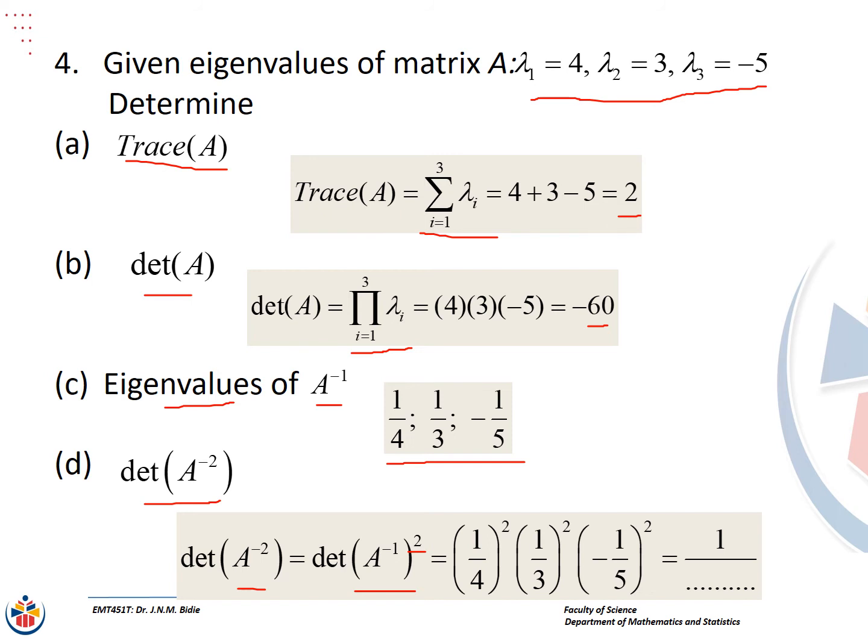Hence, you find that all our eigenvalues have been raised to the power 2, but because of the determinant, we are finding the product of those. So you can fill in the answer, the denominator of 1. What will it be?